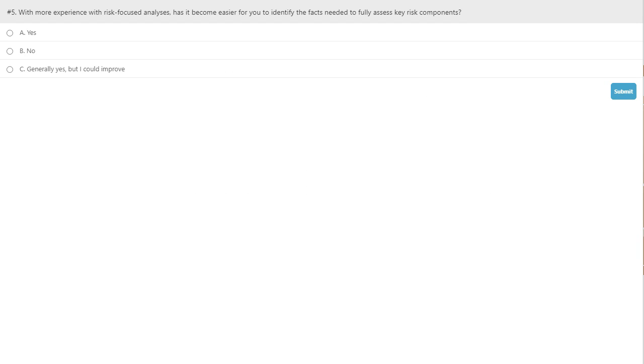And then I want to get to the 6th polling question. With more experience with risk-focused analyses, has it become easier for you to identify the facts needed to fully assess key risk components? A, yes. B, no. C, generally yes, but I can improve. And again, this is the 5th and final polling question.